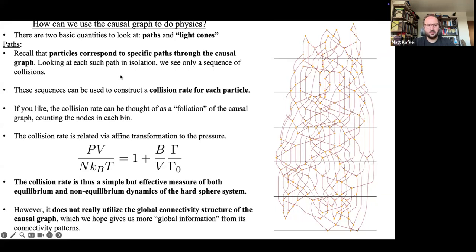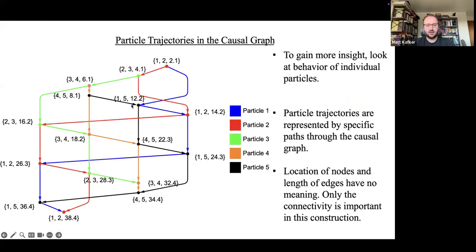So we recall, based on 2 slides ago, that particles correspond to paths in the causal graph. So like one color is the same particle over time.